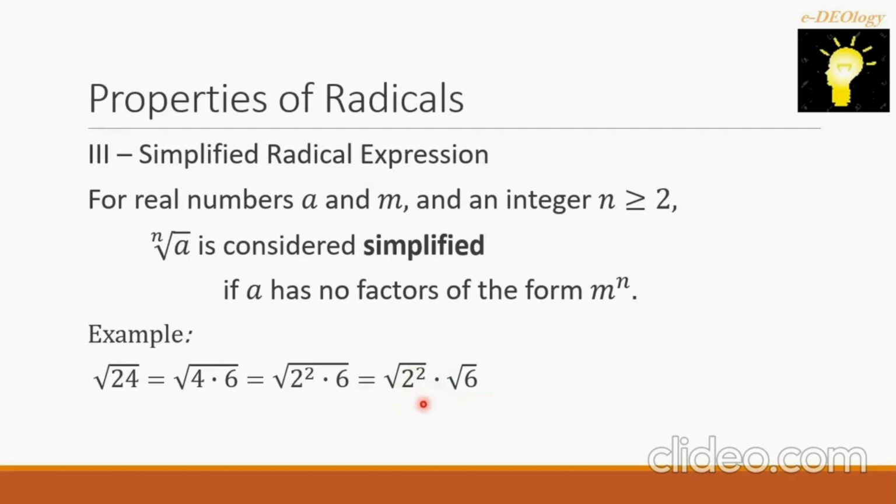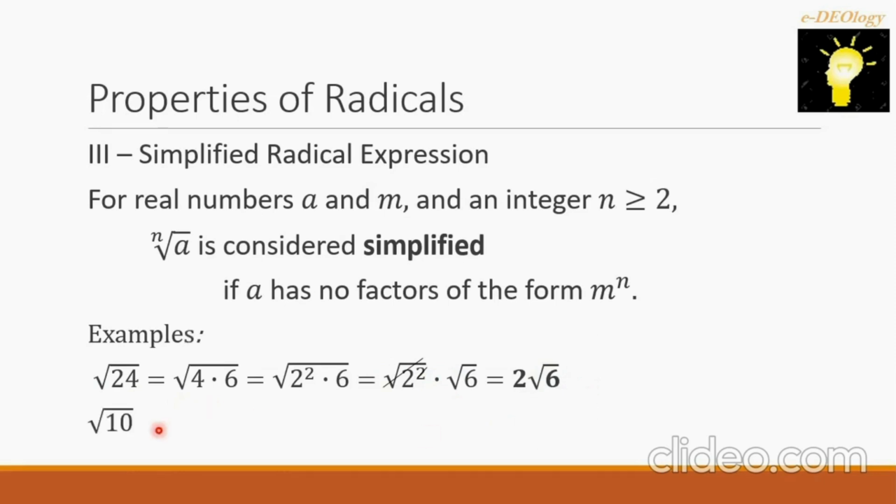And this expression here, the square root of 2 squared, we can simply cancel the radical sign and the power, and then we use the 2 and connect it with the square root of 6. So it means the square root of 24 is equal to the value 2 square root of 6.